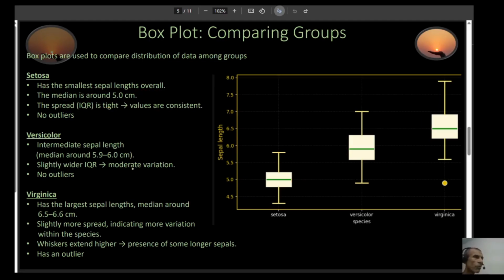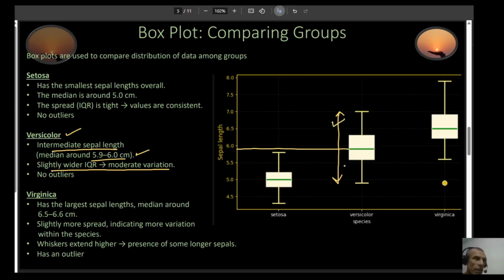Okay, now let's look at versicolor. This one has intermediate sepal length. So the sepal length is in this range over here. The median is around 5.9 to 6 centimeter. This right here is approximately 5.9 to 6 centimeter, and it has a slightly wider IQR. In other words, there's a moderate variation in your data. The data extends from here to here, and this is your IQR, where 50% of your data lies in this range.